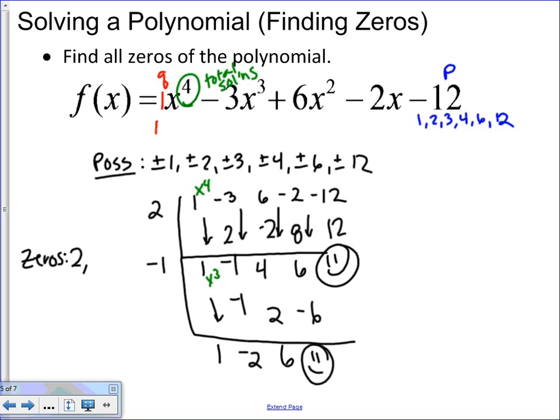Rather than jump around to crazy numbers, I'd start with the lower ones because they're going to be easier to do synthetic with. Now this is x squared, right?